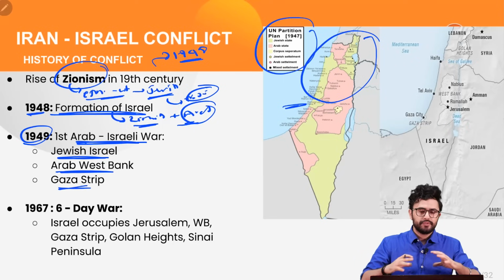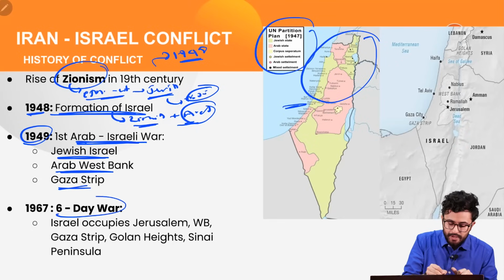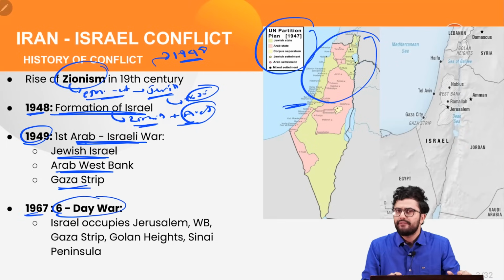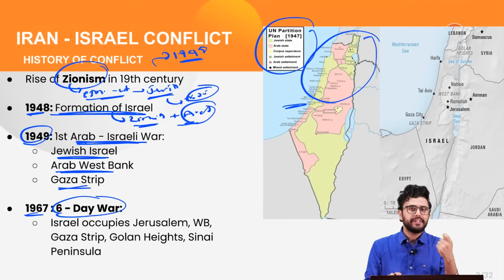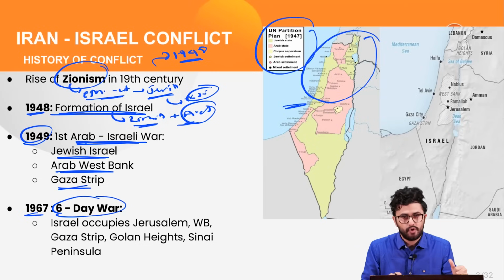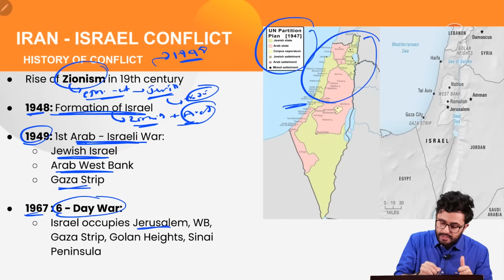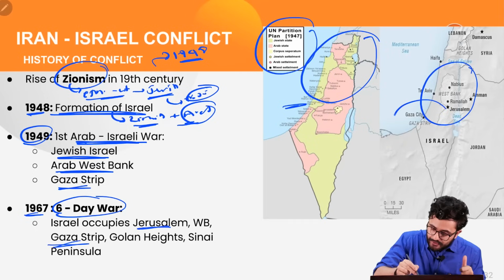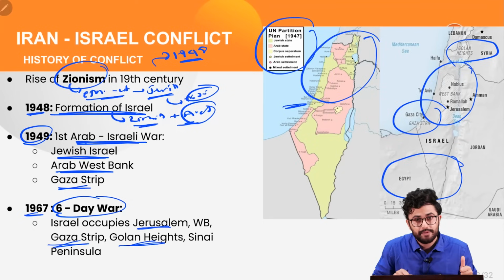Further conflict rose for the occupation of this territory, which transformed into a 6-day war which took place in the year 1967, where Israel fought a coalition of Arab states and defeated them due to its advanced military technology, ultimately leading to the occupation of Jerusalem, the West Bank region, the Gaza Strip, the Golan Heights from Syria, as well as the Sinai Peninsula from Egypt.